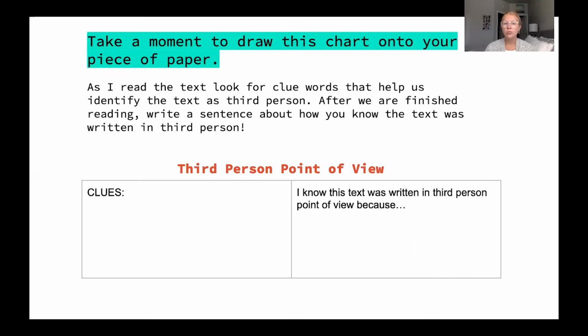And after we are finished reading, we will go over this chart and we will go over the clue words that I found and the sentence that I wrote about how I was able to understand that the text was written in a third person point of view. So take a moment to pause the video if you need to and complete your chart on your piece of paper. And then when you unpause, we are going to move on to our text and read our third person story.